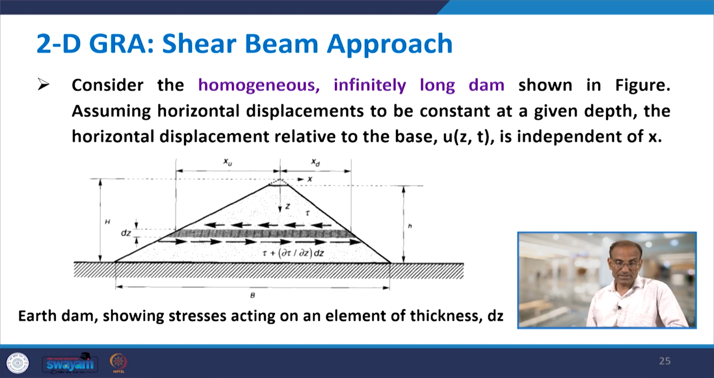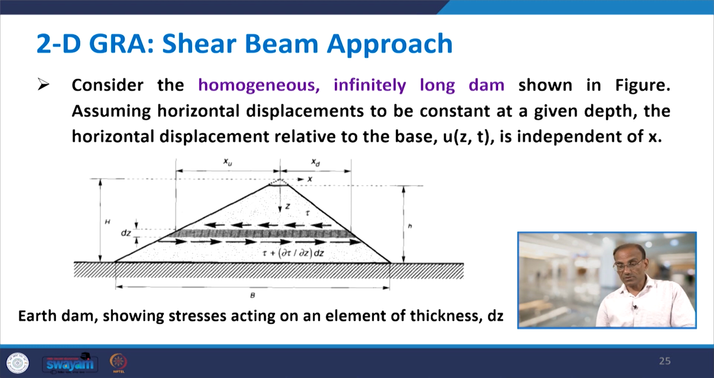So, here is the concept of the 2D shear beam approach. In this case, a homogeneous infinitely long dam, as shown in this figure, is considered, assuming horizontal displacement to be constant at a given depth. That means the displacement may be different at different depths, but within the same depth it does not vary in the horizontal direction. For example, I consider a strip of thickness dz at a depth z from the top. The displacement in this strip will be constant along the horizontal direction because it is at a particular depth, but if you change the depth then it will be different. So, in the vertical direction there could be variation, but not in the horizontal direction, which is similar to what we assumed for 1D ground response analysis.